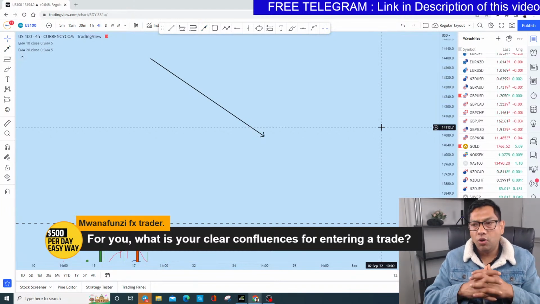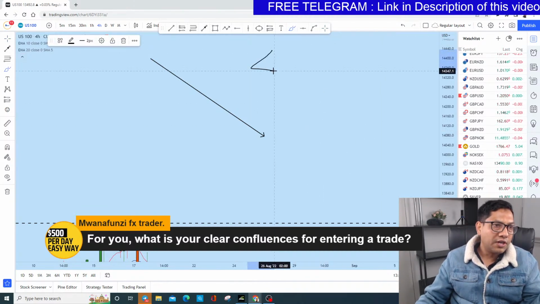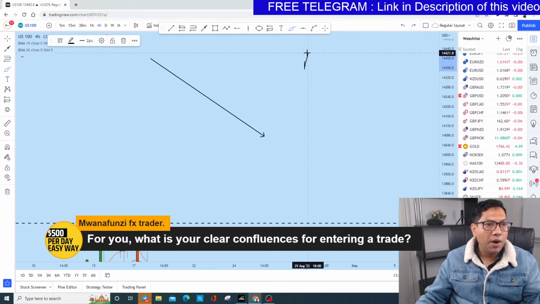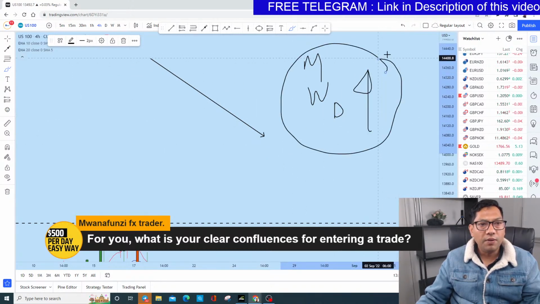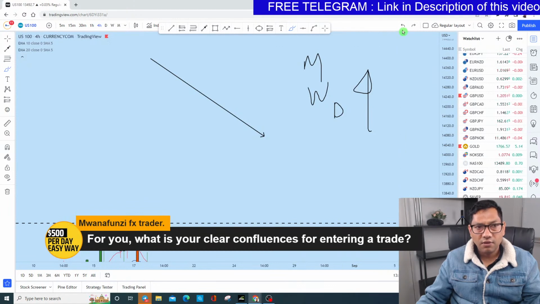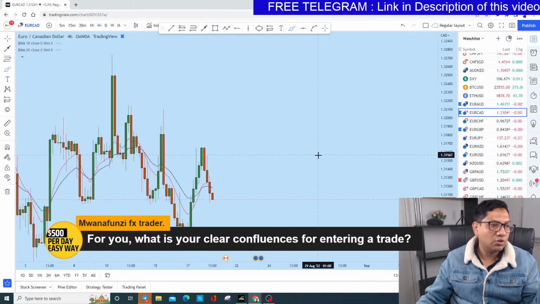So how do I identify trend? I need to see 4 time frames in the same direction. So what are the 4 time frames? Monthly, weekly, daily, 4 hour. These 4 time frames, trend for me needs to be in the same direction. Let me show you an example. Let's say the Euro CAD trade that I was talking about.